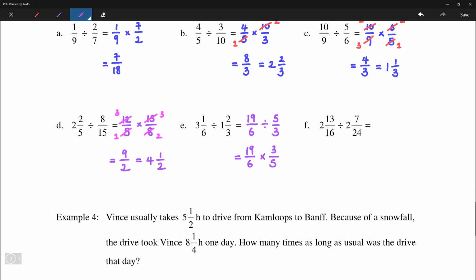Again, we can simplify a bit here. So 2 and 1. This will give us 19 over 10, which is the same as 1 and 9 over 10.